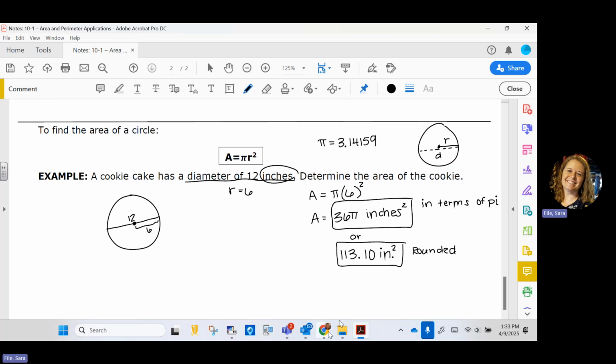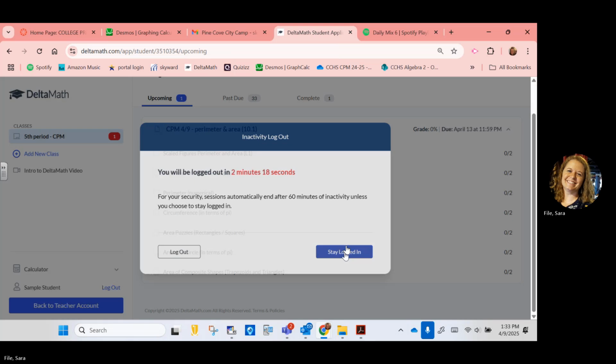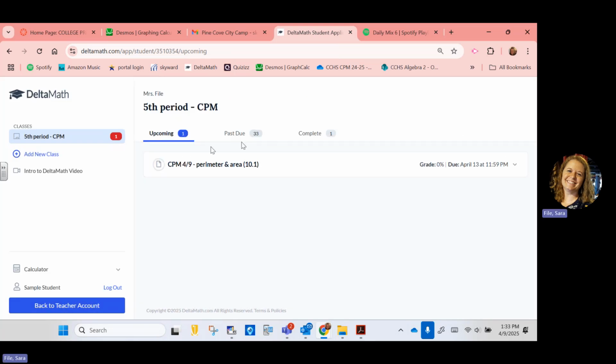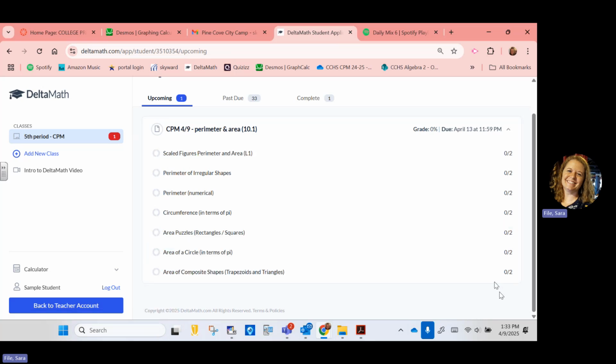All right, so your practice is in Delta Math. Okay, it's this one here that has today's date, says perimeter and area 10.1. You can see for each of the question types, I've only assigned you 2. So you need to get 2 correct in each of these sections to get 100. If you get one wrong, it does not hurt your score. You just have to try a new problem. You keep going, keep trying. It'll keep generating new problems until you get them correct. Okay? So you're doing 2 from each of those sections on perimeter and area.